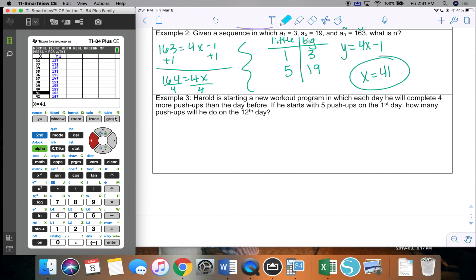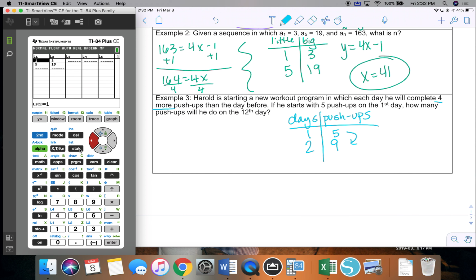Example 3, Harold is starting a new workout program in which each day he will complete 4 more push-ups than the day before. If he starts with 5 push-ups on the first day, how many push-ups will he do on the 12th? Let's let x equal days and y equal push-ups. On the first day, he said he was going to do 5. He will complete 4 more each day. So the second day, he should do 9.